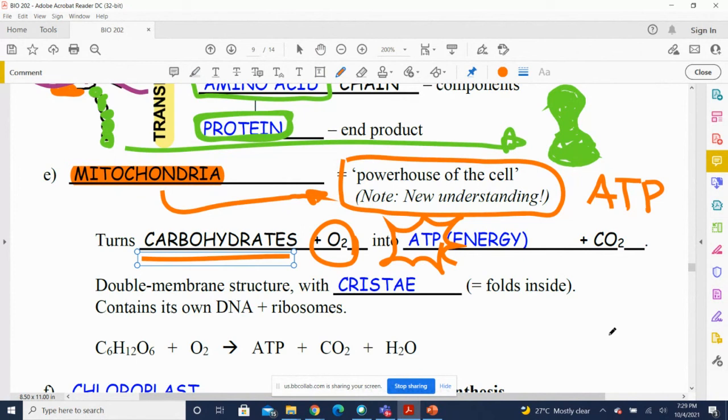So this has some consequences when we do DNA analysis, for example, for forensic purposes. But really the big thing, as we saw: take carbohydrates, take oxygen, turn it into ATP, which was the energy currency, a chemical energy currency. You're left with carbon dioxide and also some water as a byproduct. So that's what the mitochondria does. We'll talk about mitochondria in greater detail later on in this course.